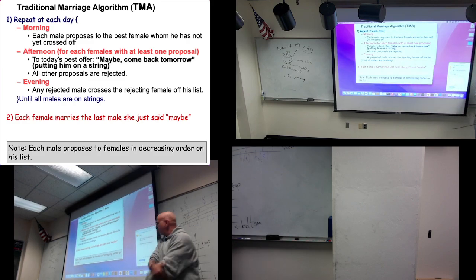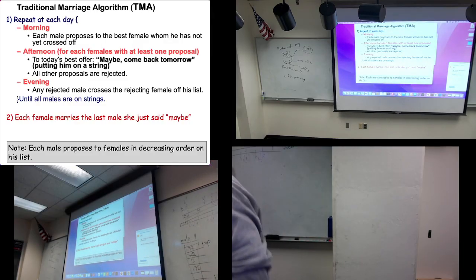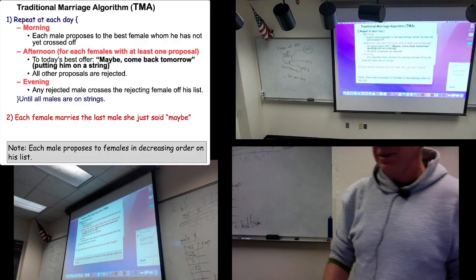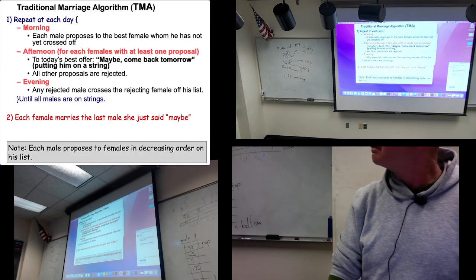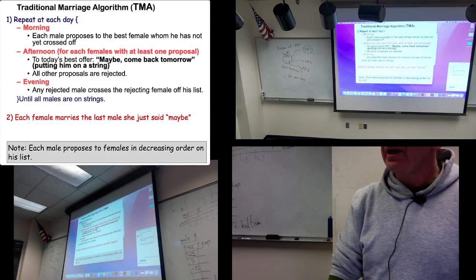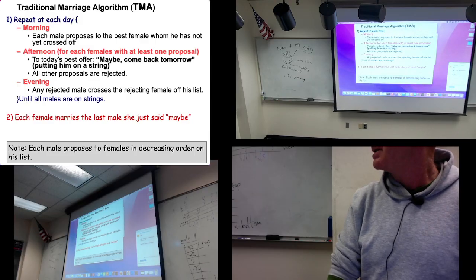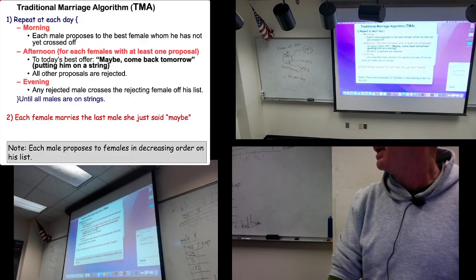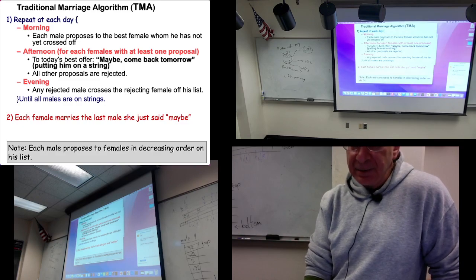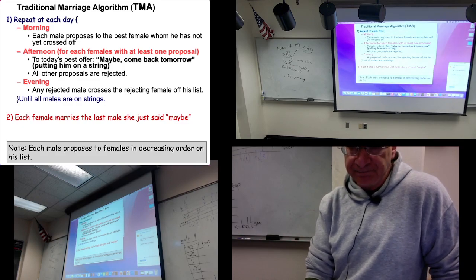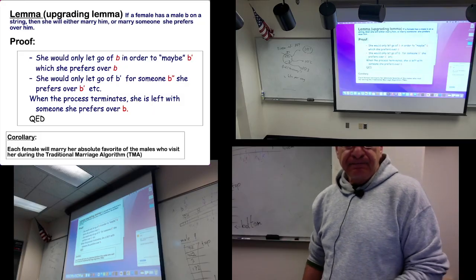And each female marries the male that she has on a string. Notice a male can be on a string with only one female. But during this process, some males are not on a string. When this process terminates, every male is on a string, a maybe for some female, and once this happens, the algorithm stops.